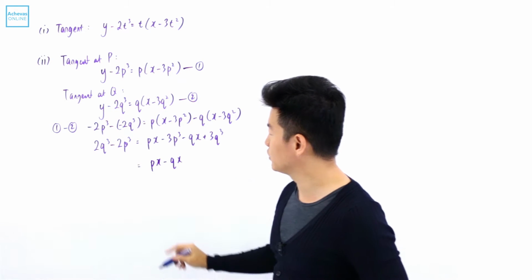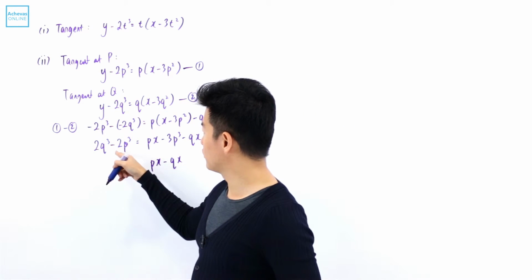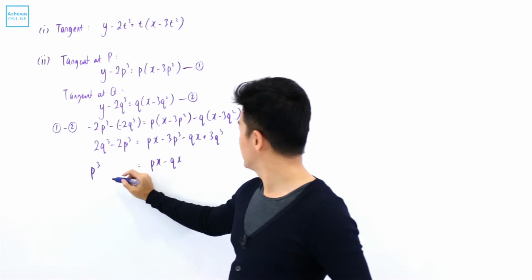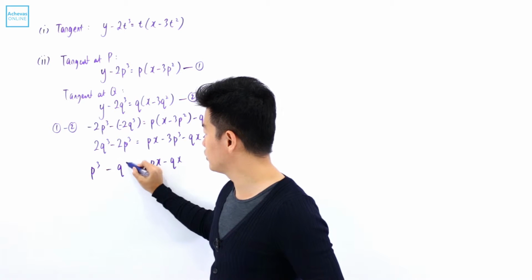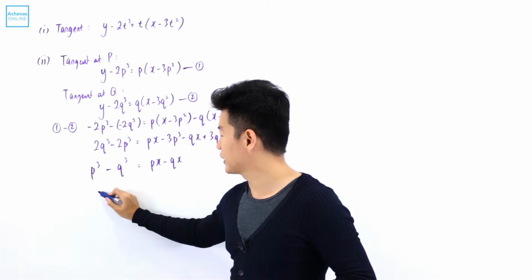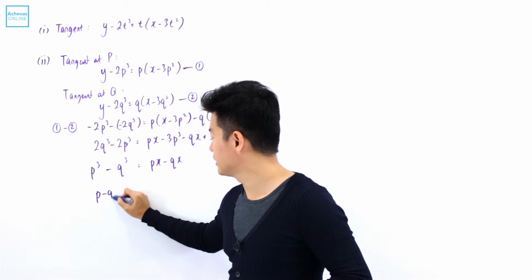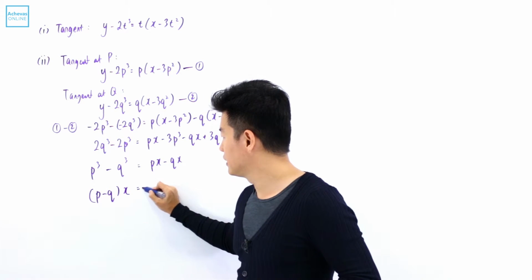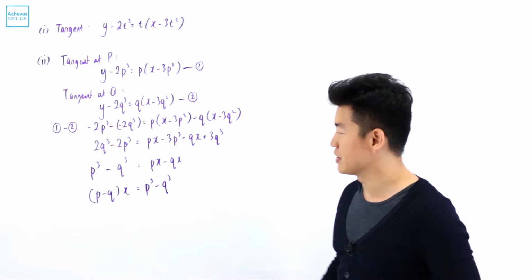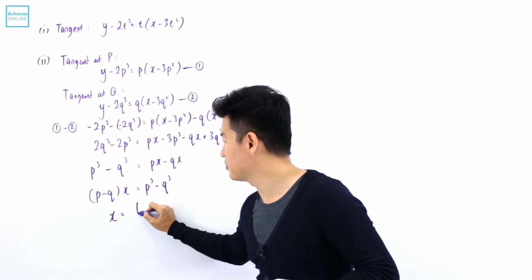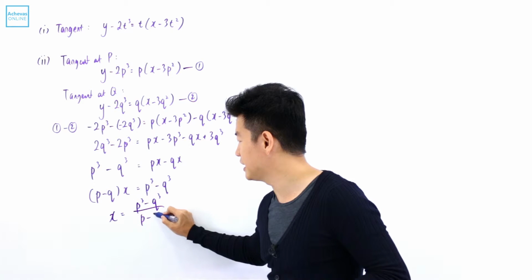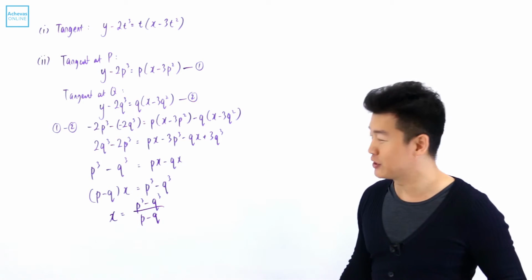So bringing the rest over to the other side, bring this over, it is going to give me a p to the power of 3. Bring this over, it is going to give me a minus q to the power of 3. So I can re-express this, factorizing out x, as p minus q times x equals p to the power of 3 minus q to the power of 3. So x will simply be p to the power of 3 minus q to the power of 3 divided by p minus q.